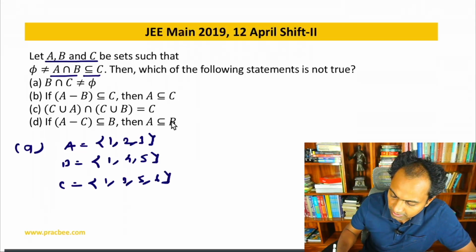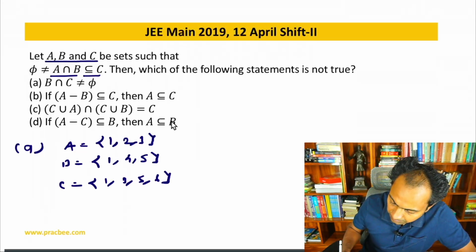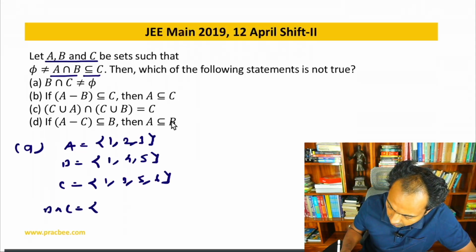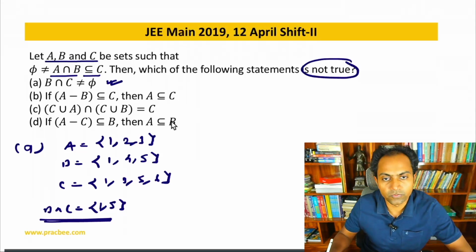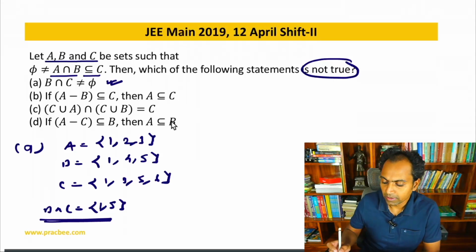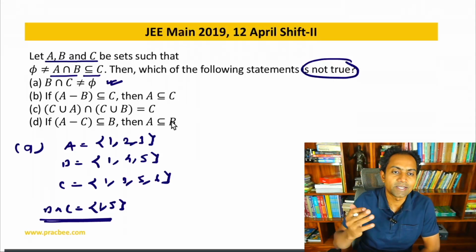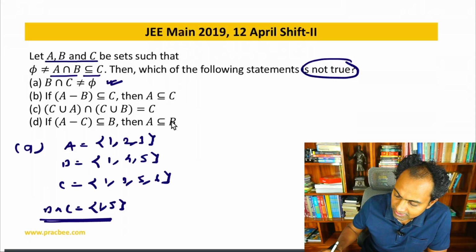So, if this is with us, then let us take option C, B intersection C. We can see that B intersection C would be nothing but 1 and 5. So, they are saying that this is not equal to the null set, and that is totally correct. Now, the question asks which option is not true. Very important to note this "not true" part, otherwise you will take option A and move forward, and that will become wrong. Now, let us check option B.